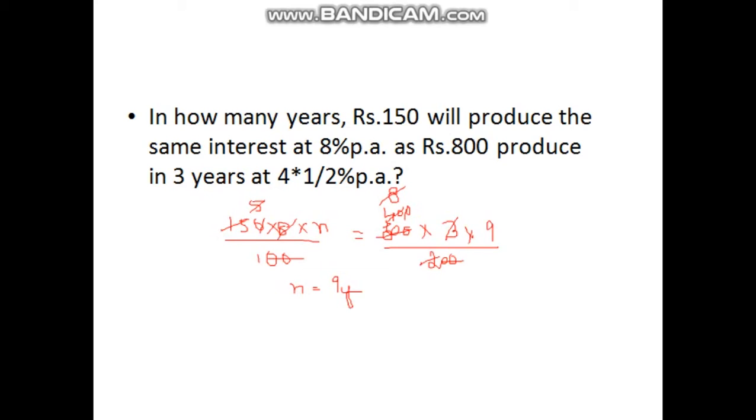Simple interest is nothing but PNR by 100. So write it down both sides and try to cancel. You will find the answer as number of years is equal to 9 years. Actually this is a random pick, so you try it by yourself. There is nothing like a new concept. Let us see the next question.